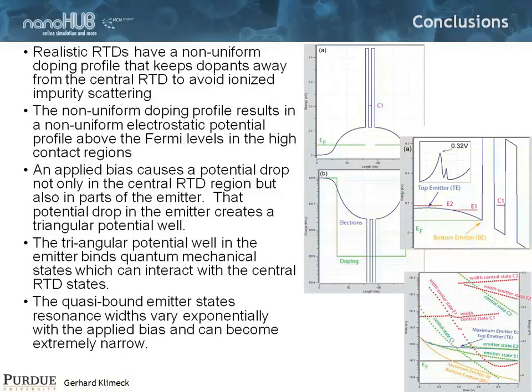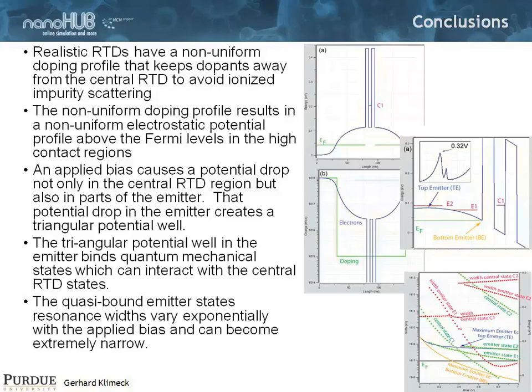So now to the key messages in this section. Realistic RTDs have a non-uniform doping profile that keeps dopants away from the central RTD to avoid ionized impurity scattering. So there's a technical reason why you introduce these low doping spacers. This non-uniform doping profile results in a non-uniform electrostatic potential profile above the Fermi levels in the contact regions. Right? It basically pushes the whole RTD way out of the energy spectrum at first.